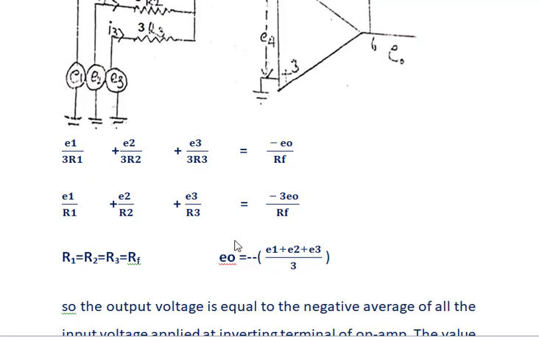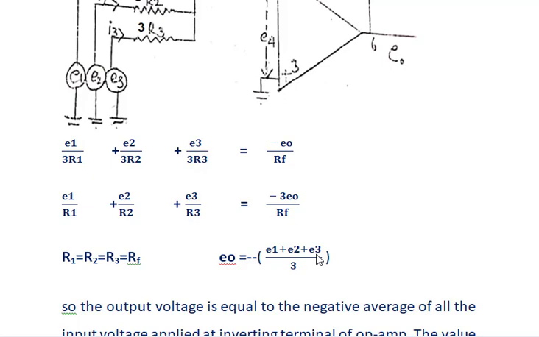Now take the values of these resistors as equal. R1 is equal to R2 is equal to R3 is equal to R feedback. So we get the final equation. E output is equal to minus of E1 plus E2 plus E3 divided by 3. This equation says it averages.